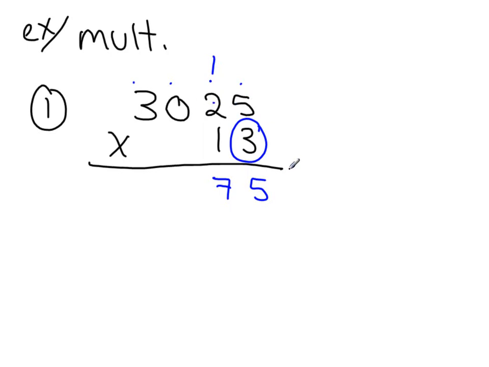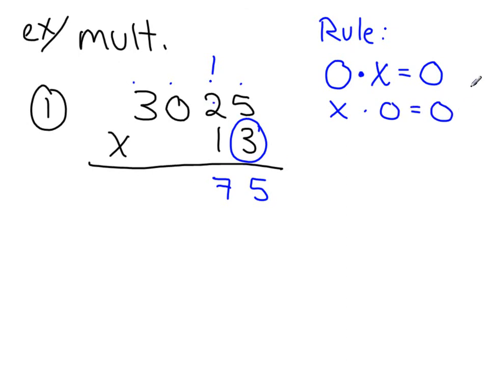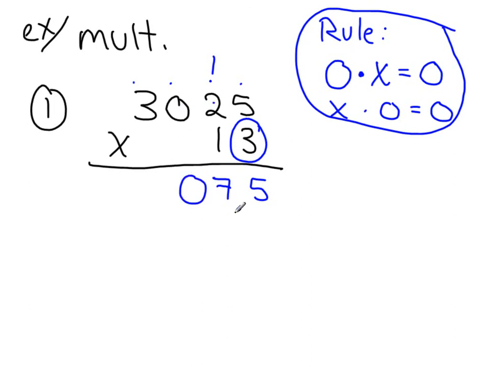3 times 0. Ooh, I sniff a rule coming on. Anything times 0 when we multiply, 0 times anything, let's say x, is just 0. And because of the commutative law, anything times 0 is still 0. The order doesn't make a difference. So 3 times 0 is 0. And 3 times 3 is 9. Now that was the 1's place.